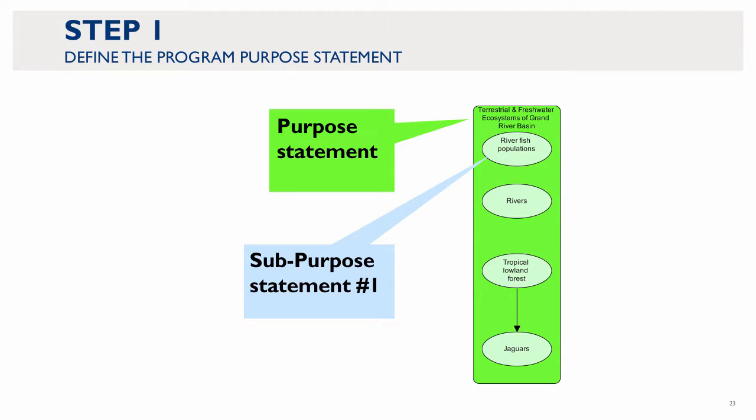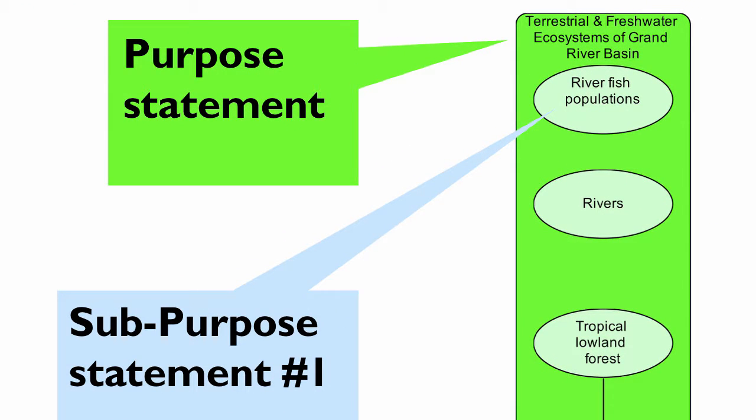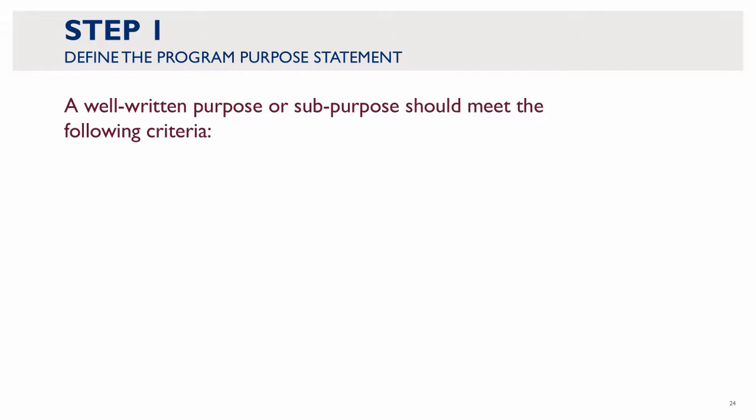To explain how to write a well-developed purpose statement, or in our example, a sub-purpose statement, we'll focus on the river fish population's biodiversity focal interest, and we'll explore how to develop this statement. Though in this example we are defining a sub-purpose statement, the same process applies to developing your activity or project purpose statement. A well-written purpose statement should meet the following criteria.